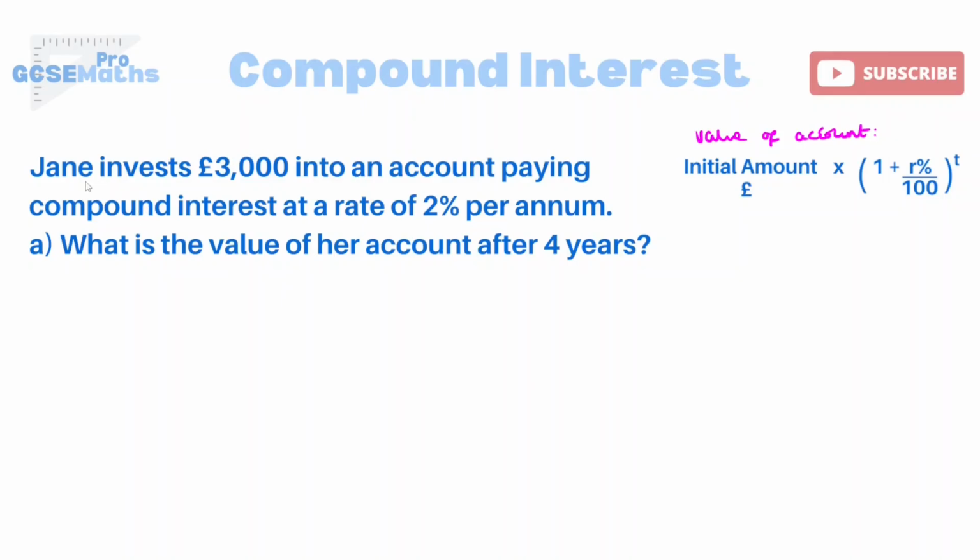So, in this context, Jane invests £3,000 into an account paying compound interest at a rate of 2% per annum. Per annum just means per year. It's just a fancy way of saying that, basically. So 2% per year. Okay, what is the value of her account after 4 years?